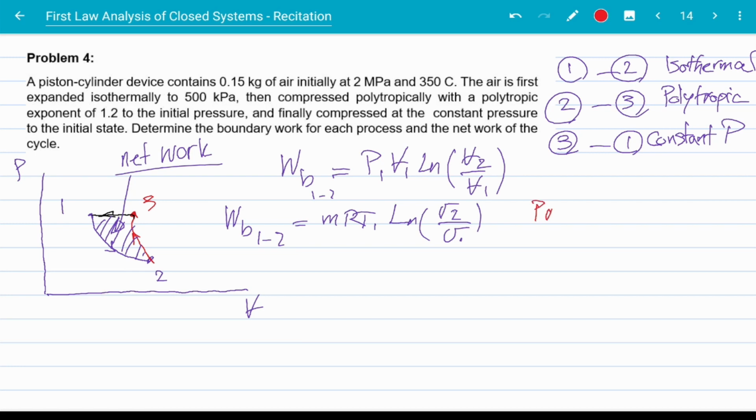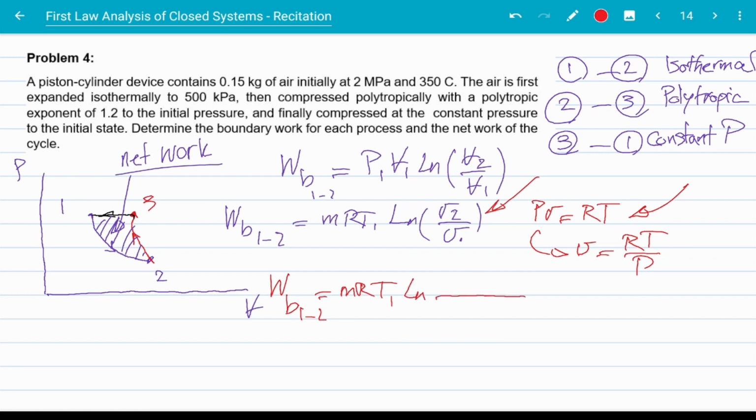The ideal gas equation states that pressure times the specific volume is R times temperature. So from this, I would say specific volume is RT over pressure, right? I'm going to combine this equation with this equation. So the work from 1 to 2 is mass RT1 natural log of specific volume 2, which is RT2 over P2, over specific volume 1, which is RT1 over P1, right?